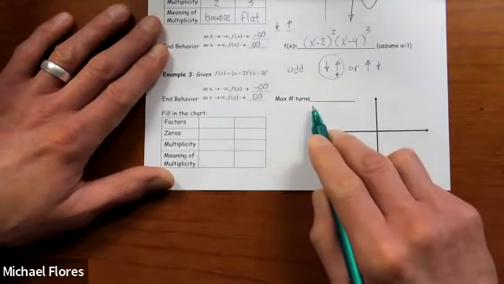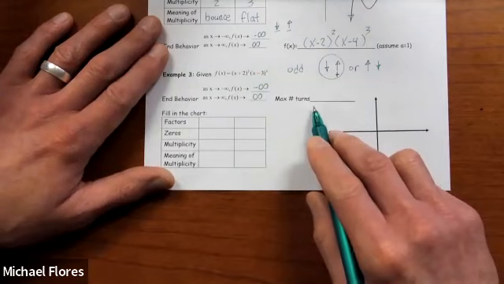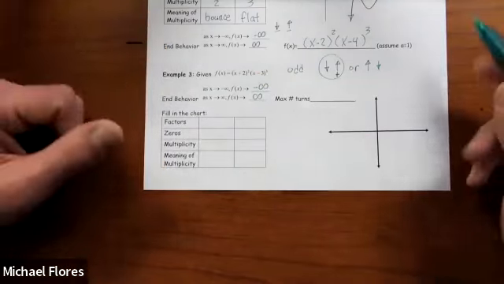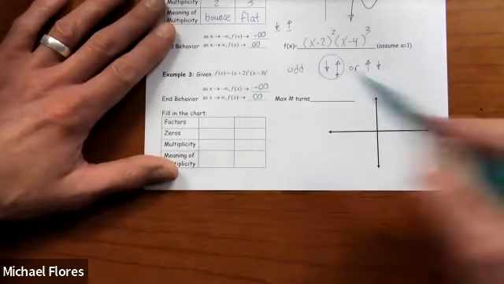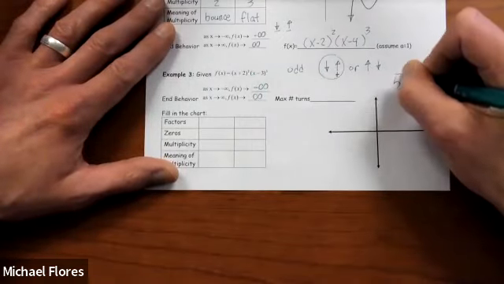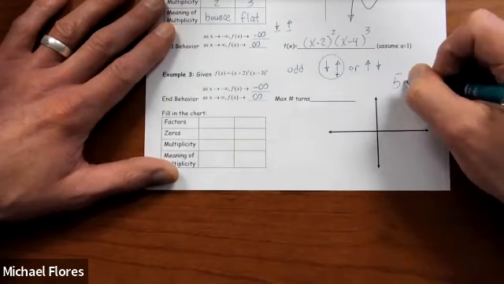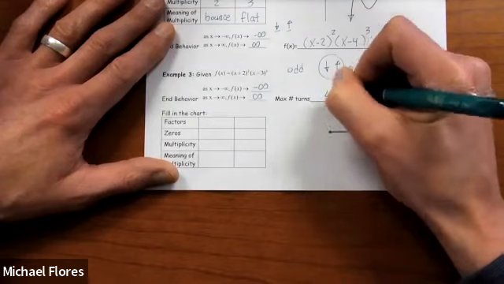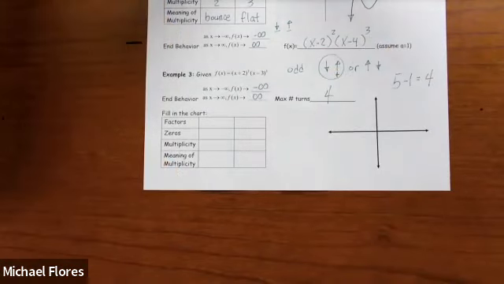Now, maximum number of turns. Here's how you can determine that. Whatever degree exponent you're dealing with, we've already determined that this is a 5th degree. Remember, we added 2 plus 3 to get 5. Whatever your degree exponent is, just subtract 1 from it, and that will give you the maximum number of possible turns. It doesn't necessarily mean you're going to have that many turns. It just means that's the maximum that you're going to have.